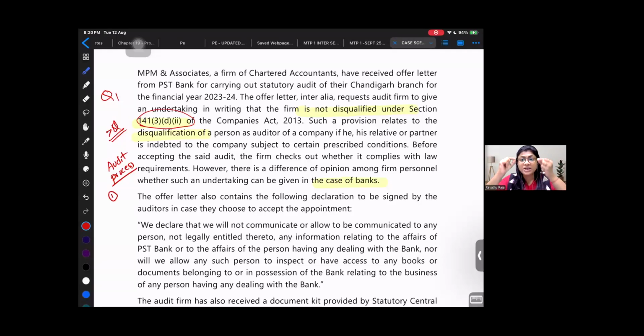First step is declaration of indebtedness. You guys remember? Companies Act you have to follow, plus you would also need to give an undertaking to the bank that you are not indebted. So both you have to do. Companies Act you have to see, plus you also have to give an undertaking that you are not indebted to the bank. See, the bank is also a company. This is question 1 relating to the audit process of chapter number 10, bank audit.